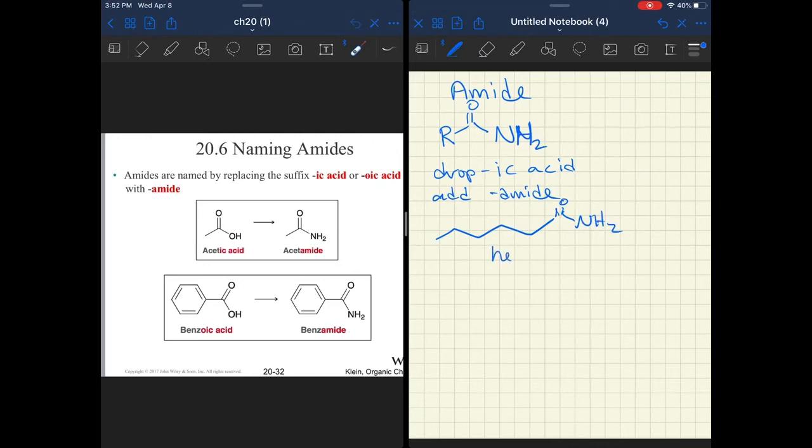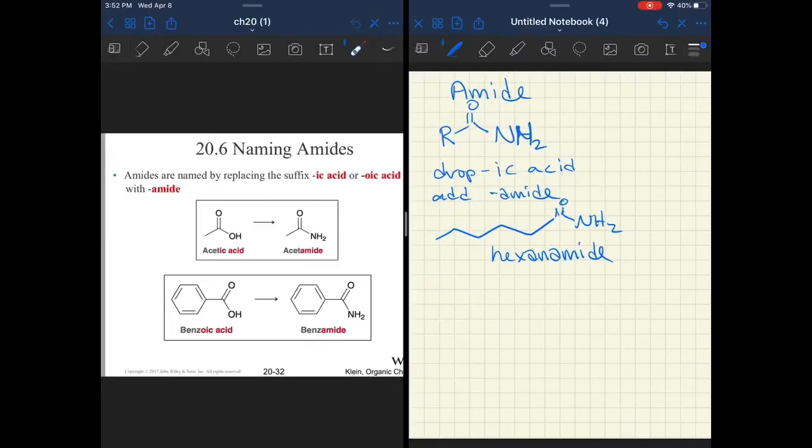Hexanoic acid becomes hexanamide. Something to throw in, and this applies to any of the functional groups we've looked at so far. If you had a double bond, you know how to handle this, right? The parent in here would be butene instead of butane. It would be butanoic acid if it were a carboxylic acid. So this becomes a 2 because the 1 will always start at that carbonyl carbon.